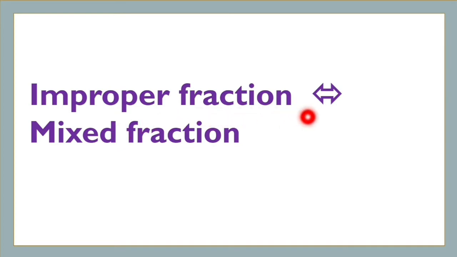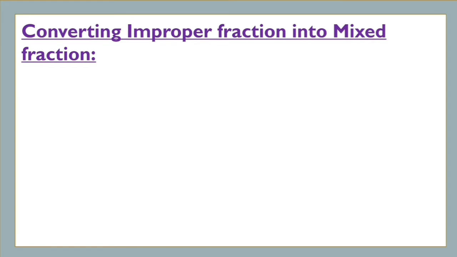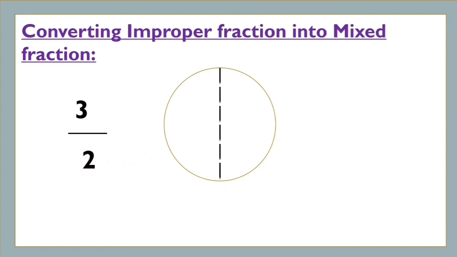Improper fraction conversion to mixed fraction. See here, converting an improper fraction into a mixed fraction. 3 by 2. Clearly here, the denominator is lesser than the numerator, or the numerator is a greater number than the denominator. So this is called an improper fraction. And observe that to represent this, we have to divide a whole into two equal parts. So I am taking a circle and dividing it into two equal parts. And like that parts, we have to take 3. Here the numerator is 3. So we have to select 3.